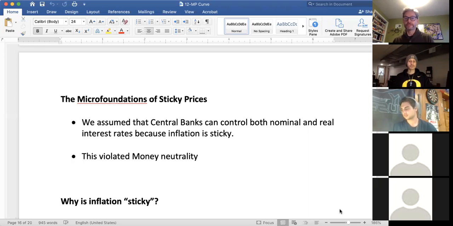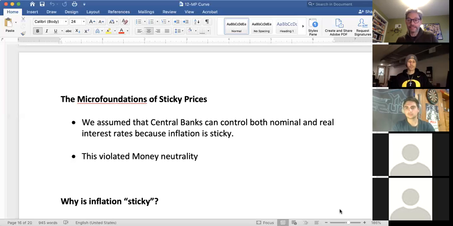So one of the important assumptions that we made is that prices are sticky, right? What I mean is prices are slow to adjust, and expected inflation is slow to adjust, and actual inflation is slow to adjust. One of the reasons this is such an important assumption is that if expected inflation was fixed in the short run, meaning slow to adjust, then central banks can control both nominal interest rates and real interest rates. So when they change the nominal interest rate, they're also changing the real interest rate because inflation doesn't adjust.